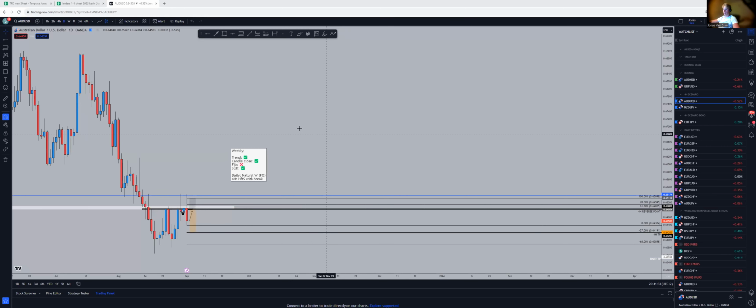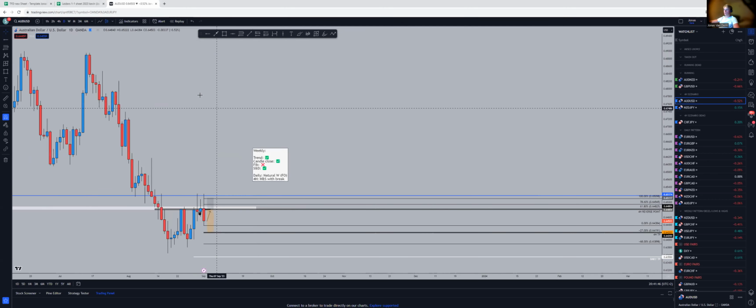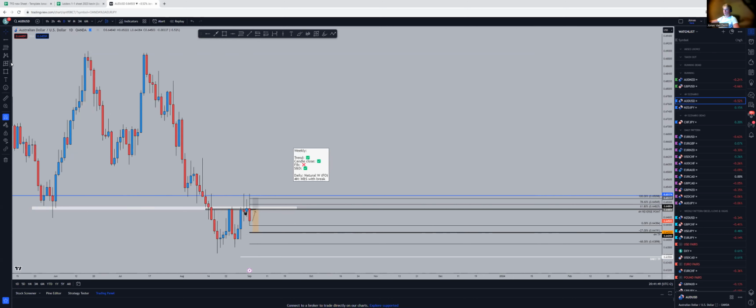So let's start with these two pairs I'm looking at for this week, AUDUSD and NZDJPY. We'll start with AUDUSD. So what can we see? If we look at the daily chart, we can see we are clearly in a bearish trend.